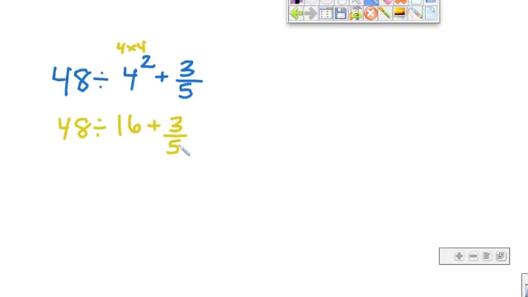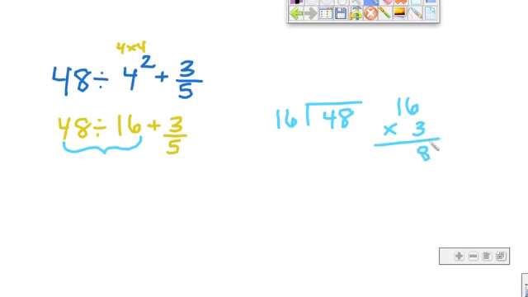All right, so now what I can do is do my division. So I'm going to come over here and divide this out. So I'm going to put 16 into 48. All right, well, let's try 16 times 3. Let's see what that looks like. So that's 18. Carry the 1. Oh, perfectly. So 48 divided by 16 gives me 3. And now I'm going to bring down the 3/5.